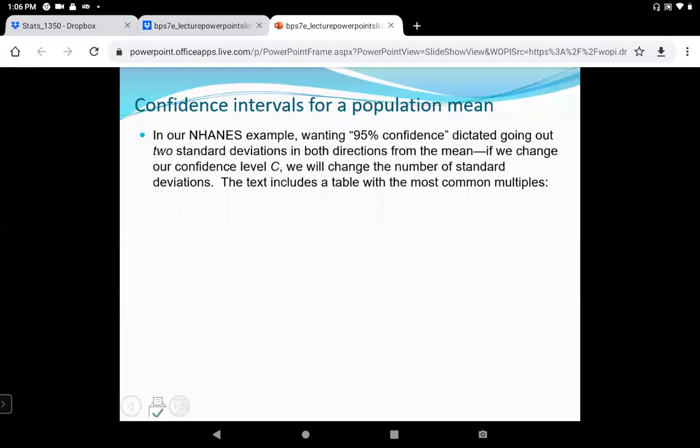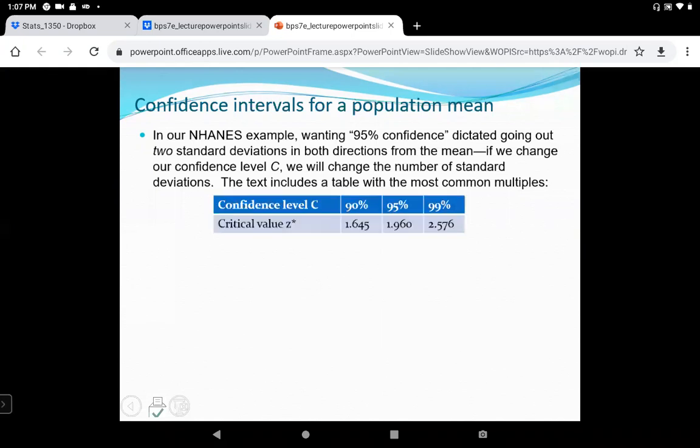If we change our confidence level C, we will change the number of standard deviations. The text includes a table with the most common multiples. You can find these in table C, but here we have an excerpt. Confidence level C: 90%, 95%, 99%. The second row reads critical values Z star: 1.645, 1.960, or 2.576.